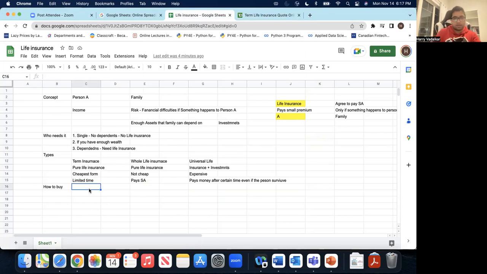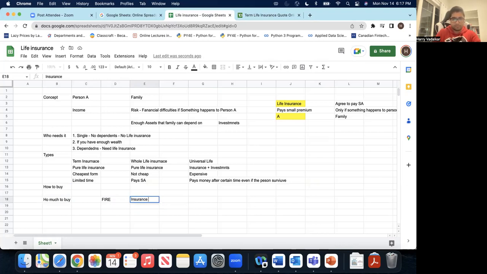Okay. Now, how much to buy? That is a very important consideration. So the book says 10 times your annual income, right? That is the income approach. But there is a better way to do it. There is this concept called FIRE, financial independence, retire early. So based on that, you can work out a sum assured. I'll give you the formula for that.